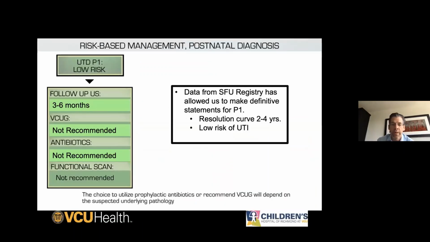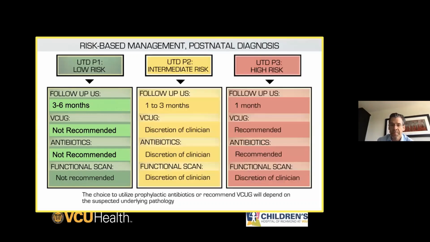So for P1, we have very good data. We know they're at low risk of UTI, and therefore we no longer recommend antibiotics. We know that it doesn't really help this group. We don't recommend VCUG, and follow-up is 3 to 6 months. We know that they have a resolution curve between 2 and 4 years. Essentially, all patients will resolve.